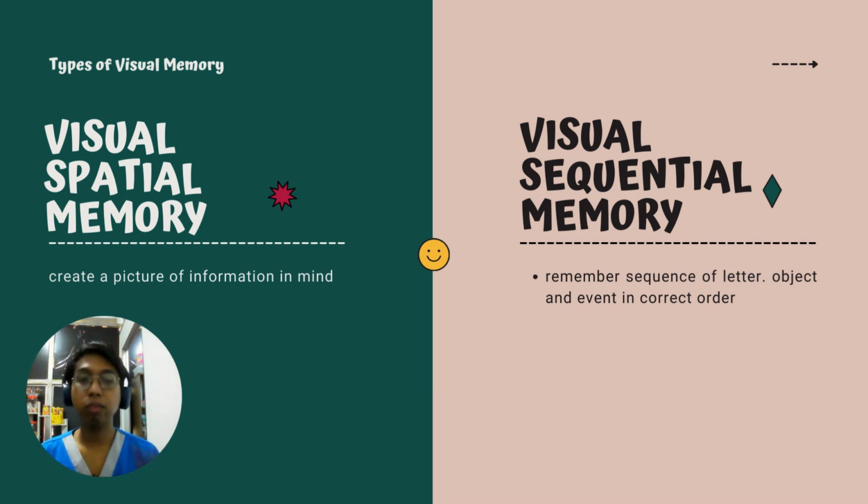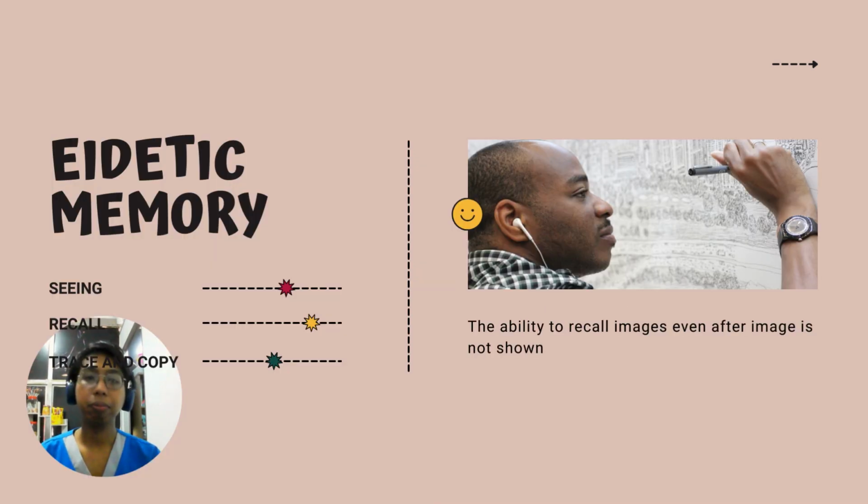And then when it comes to visual sequential memory, remember the keyword is sequential, meaning in sequence. Remember the sequence of letters, objects, and events in correct order. So to memorize "saya", you know that this is how the sequence of letters should look like: S and then followed by A and then Y A, saya, in the correct order. This is how visual sequential memory works.